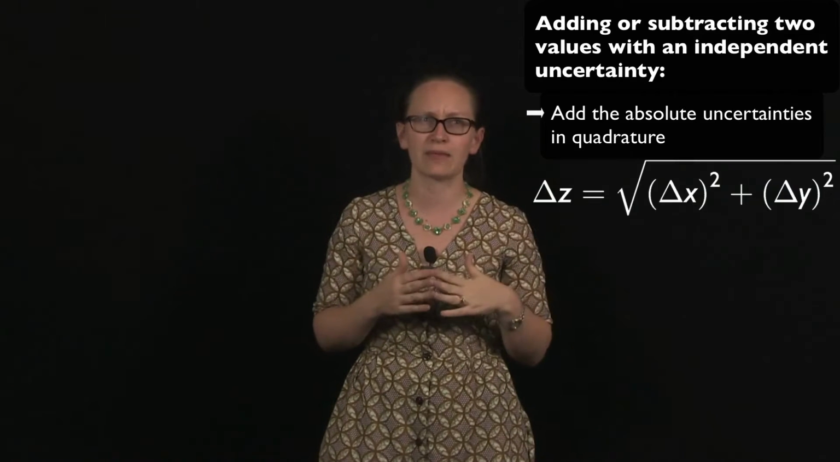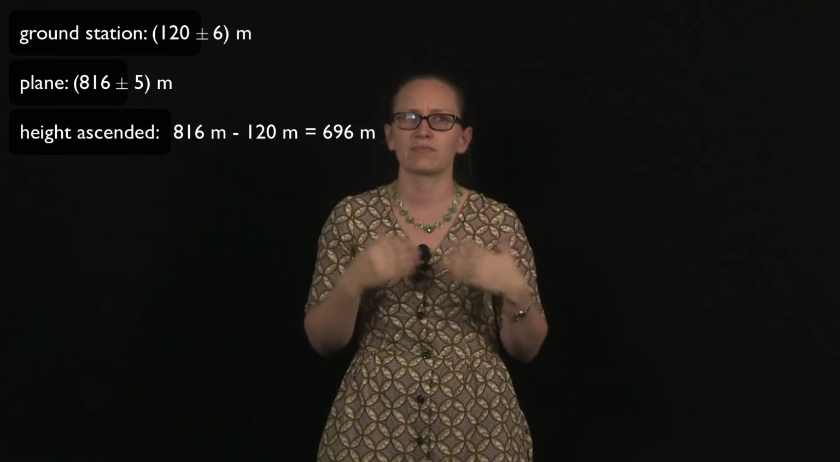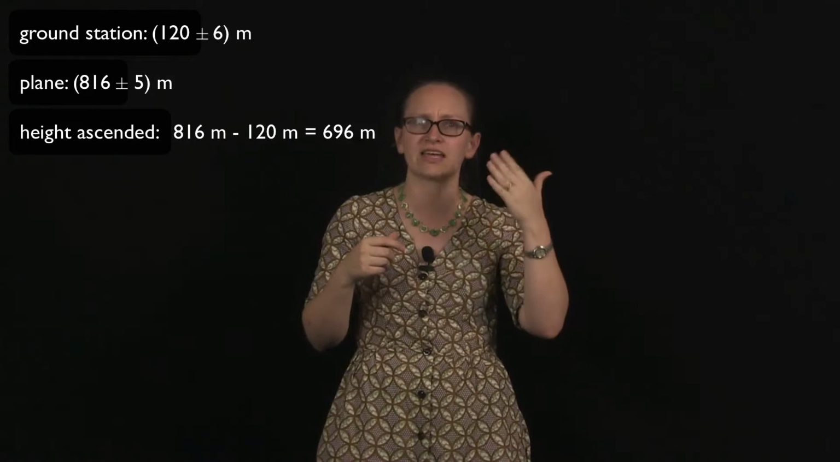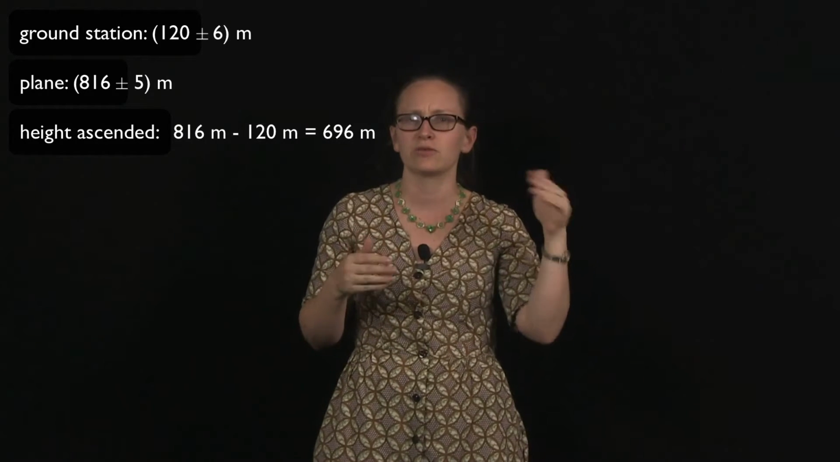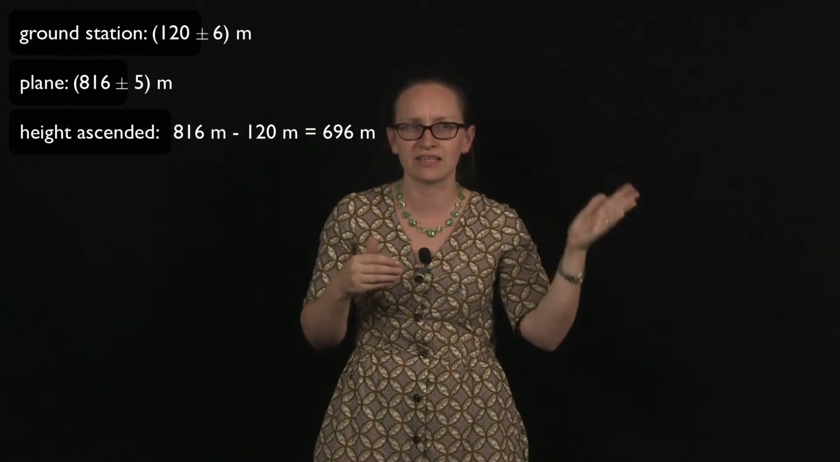Let's consider an example. Let's say we want to calculate how far a plane has ascended over a certain period of time. If a ground station measures the height of the plane above ground to be 120 plus or minus 6 meters, and then 30 seconds later the sensors on the plane give the plane's height as 816 plus or minus 5 meters, we can calculate the height ascended by using 816 minus 120, which gives us 696 meters.